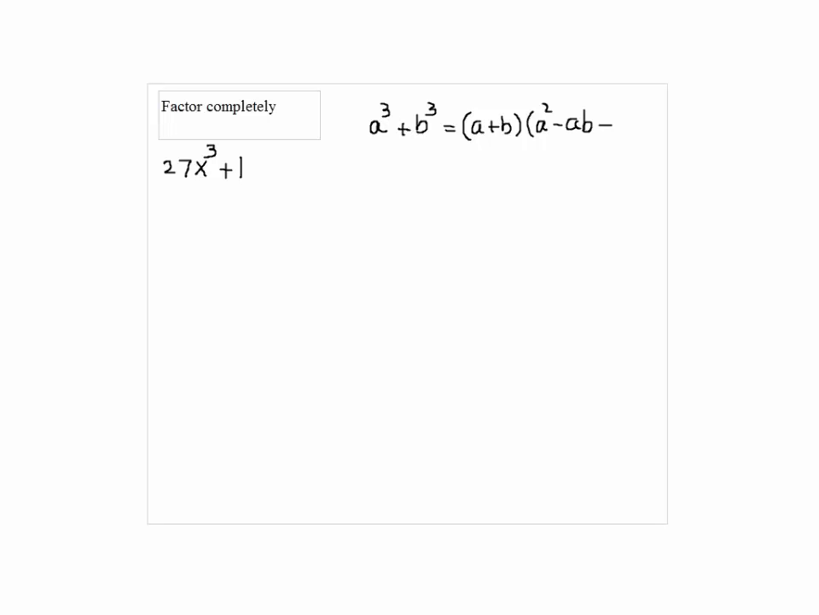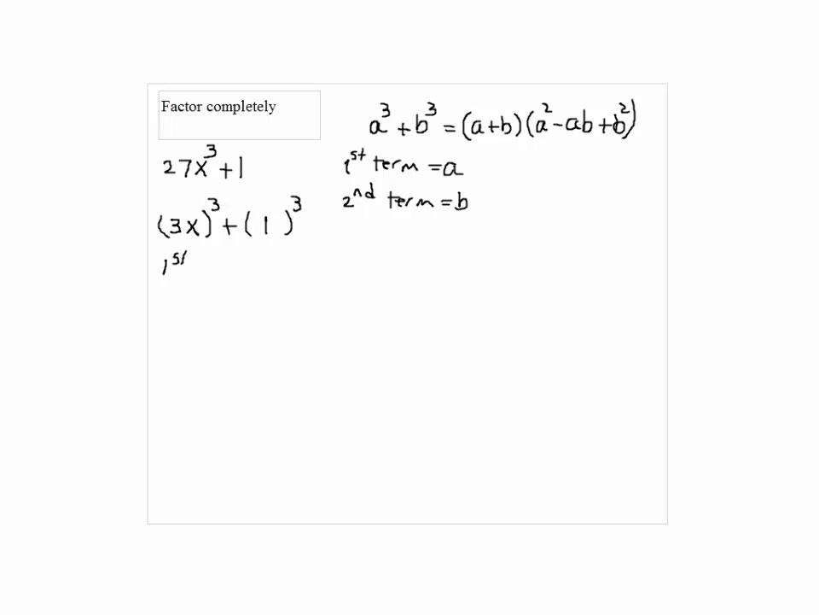Factor completely. 27x to the power of 3 plus 1. Now this is the sum of cubes. a cubed plus b cubed is equal to a plus b times a squared minus ab plus b squared.